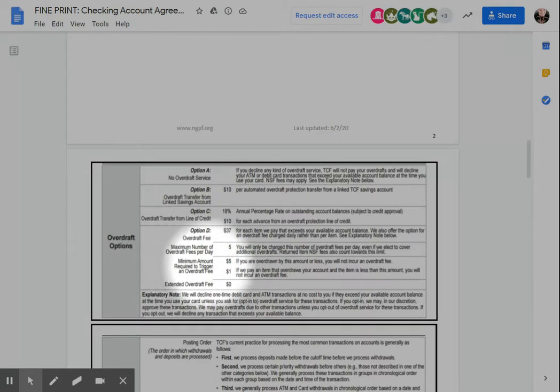Oh, this is nice. If it's $5 or less, I actually do not incur an overdraft fee. So if I only overdraft by $1, then that's okay. Then I don't pay it if it's $1. So your typical options are going to be that if you opt into overdraft fees, these are the fees that you're looking at. If you decline overdraft service, which is what we talked about earlier, you will not pay overdraft fees and your ATM or debit card will be declined because you don't have enough money.